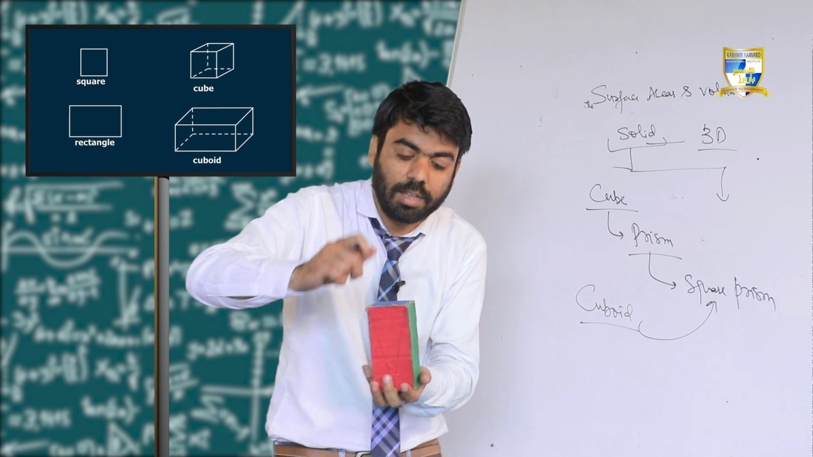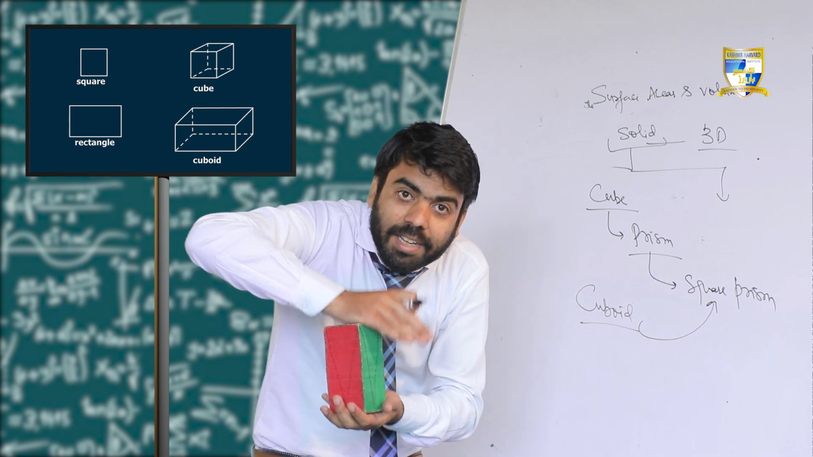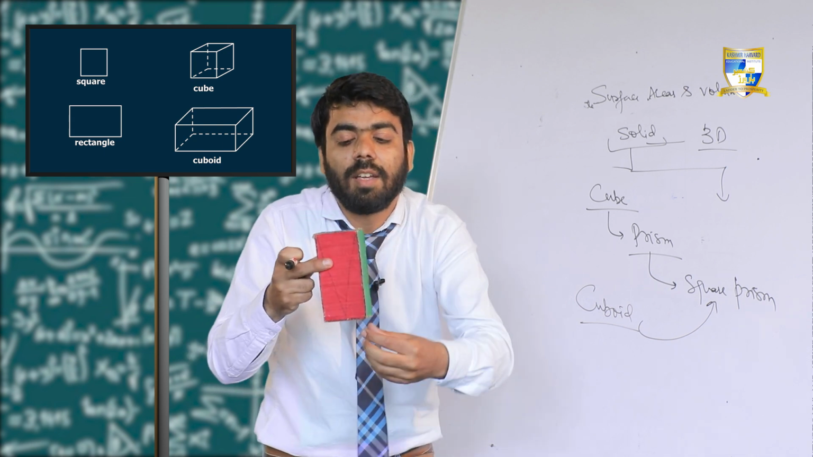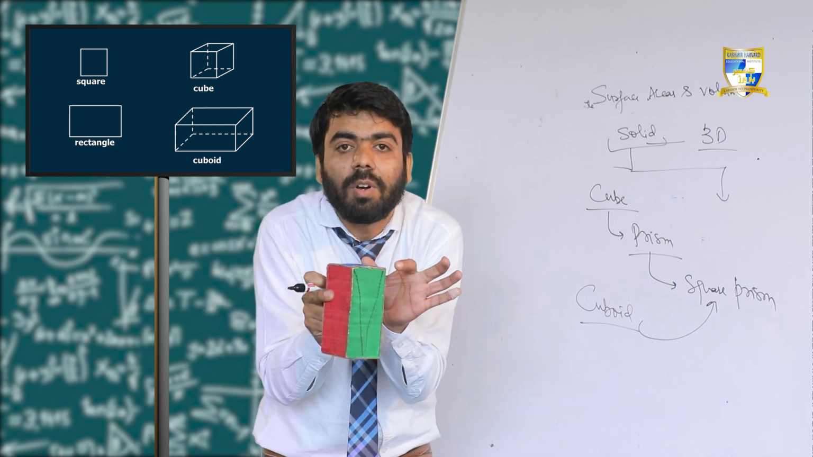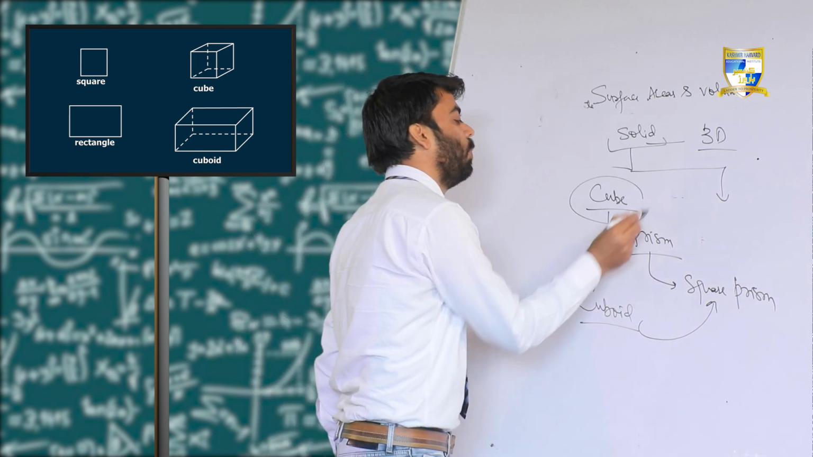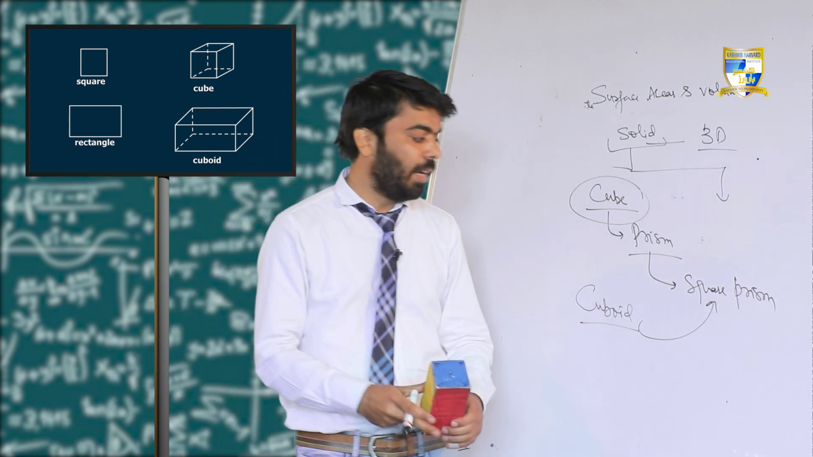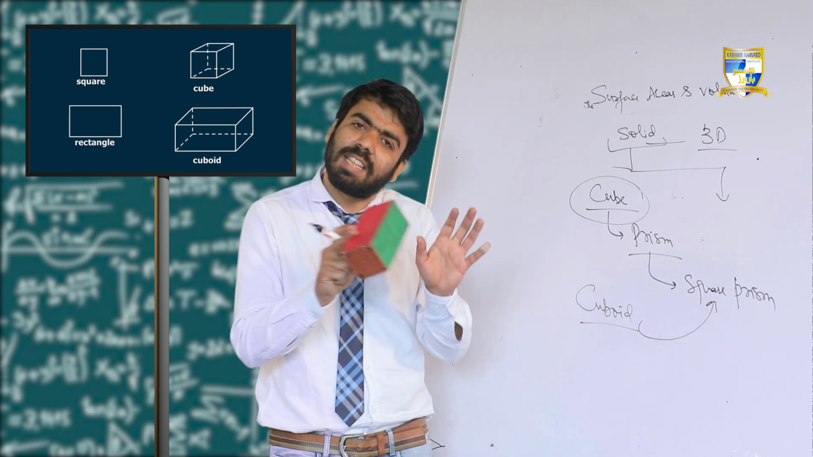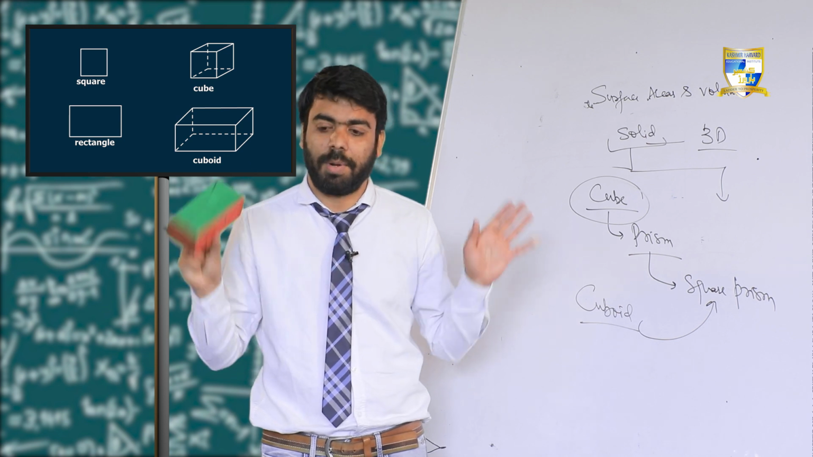If I decrease the length and make the height equivalent to the side, the height will be equivalent to this side and this side. The cuboid will get changed into the cube. But still, it will remain a square prism. And when we talk about the cuboid, it is still what? A square prism.